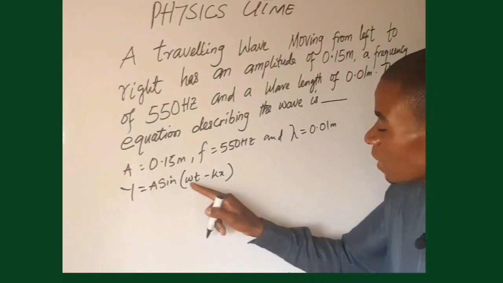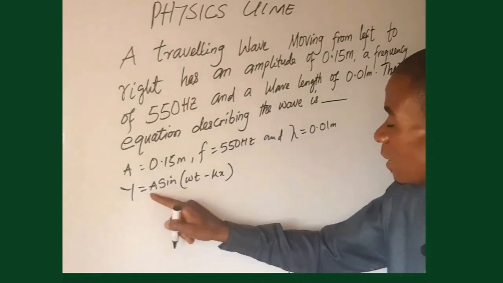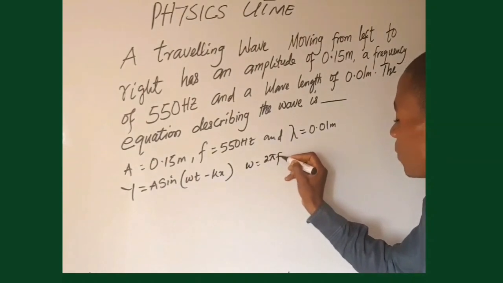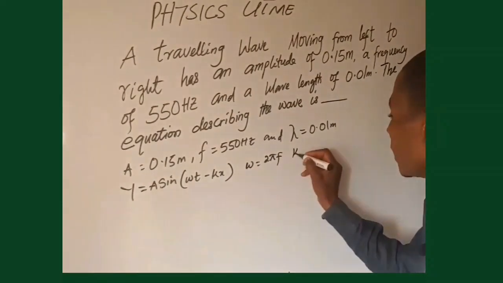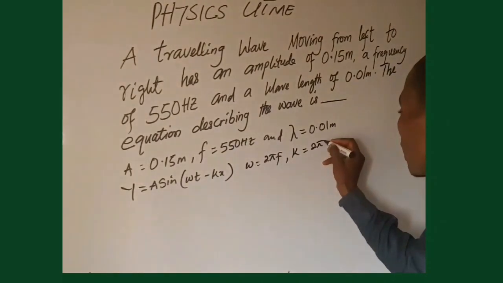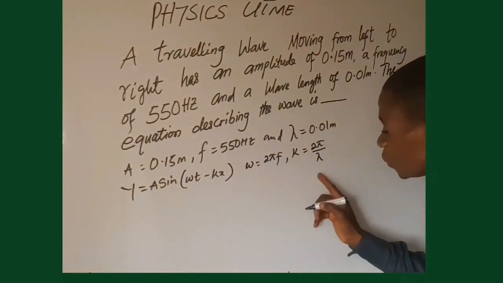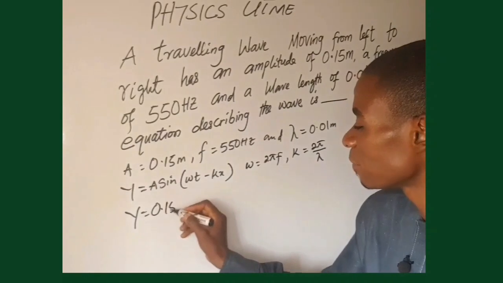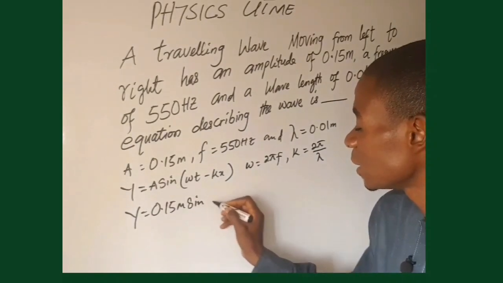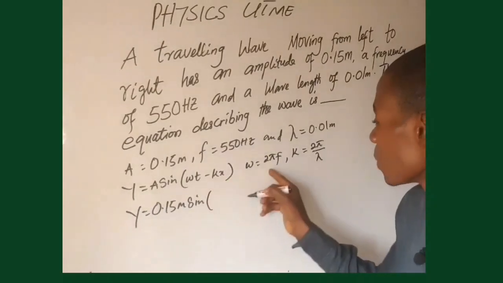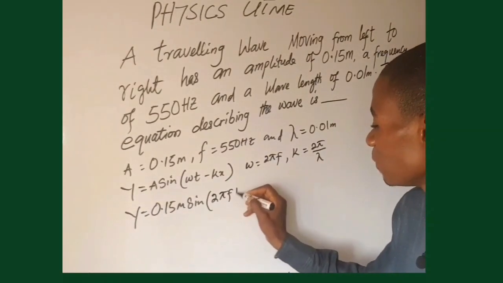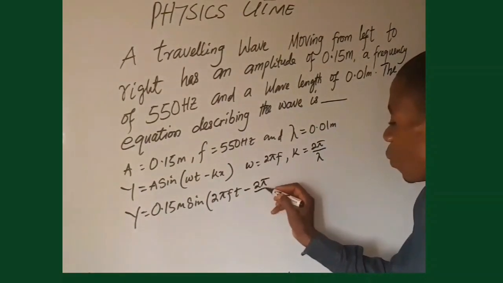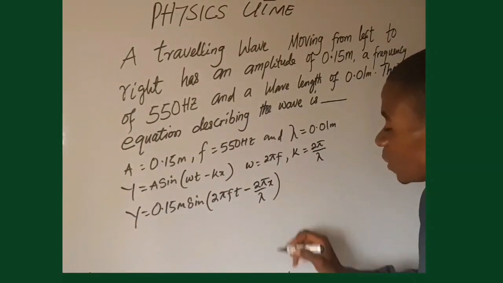All right, so we need to define omega and k. A is the amplitude, so omega is given by 2 pi f, while k is given by 2 pi all over lambda. So we substitute the parameters into the equation right away. y is equal to 0.15 meter sine open bracket, instead of omega, we replace it with 2 pi f t minus, instead of k, we write 2 pi all over lambda x, close the bracket.